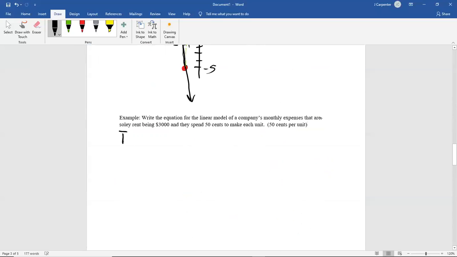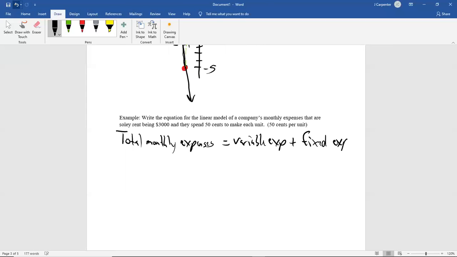So we're saying that the total monthly expenses should be the variable expenses plus the fixed expenses. I'm just going to abbreviate total monthly expenses. The fixed amount does not change. Rent is not changing. There's no per here. It's not based on, if I do more of something, the rent goes up. You just pay that flat $3,000.